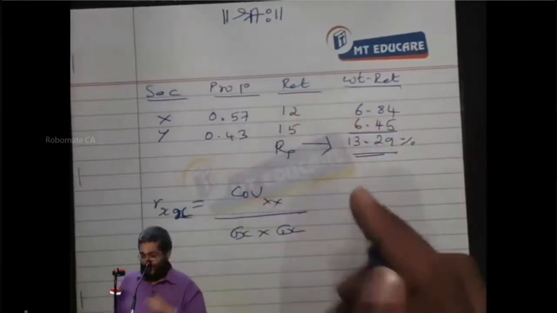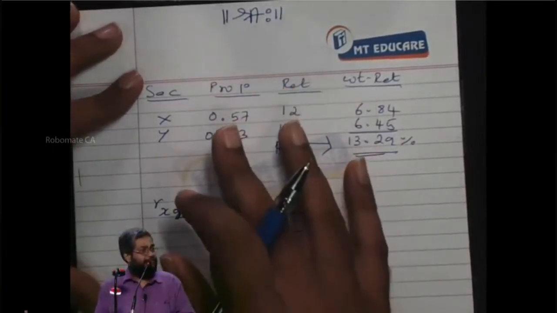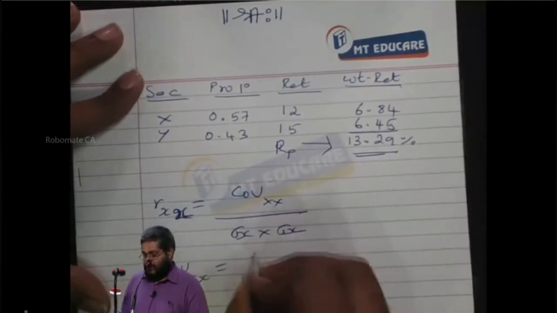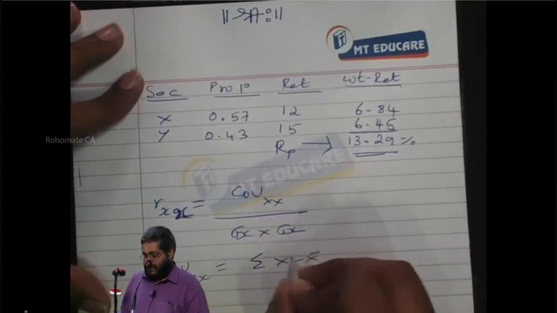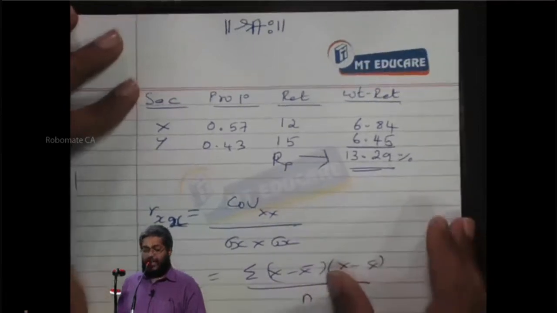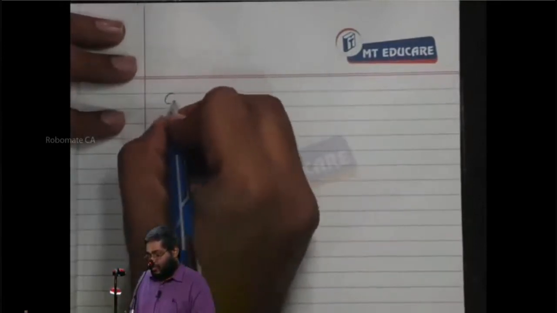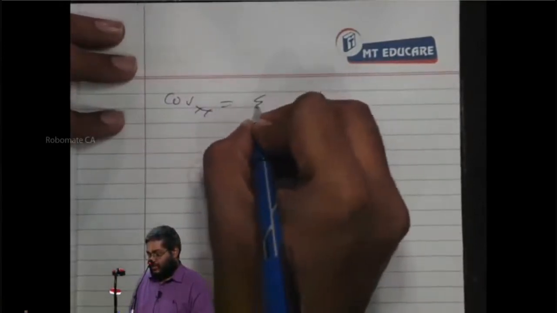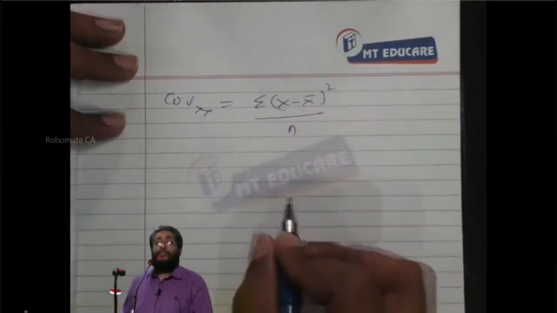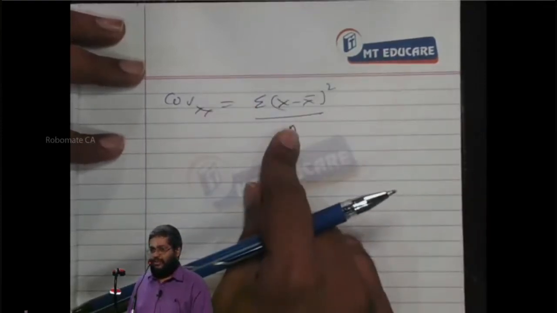Correlation of x and x is equal to covariance of x and x divided by what? Sigma x into sigma x. Is that accepted? Yes, now, let us calculate covariance of x and x is equal to what? Sigma x minus x bar into x minus x bar divided by n. This you are accepting it or not? Now, next. Covariance of x and x is equal to sigma x minus x bar the whole square divided by n. We all know that standard deviation of x is square root of sigma x minus x bar the whole square divided by n. Yes or no?